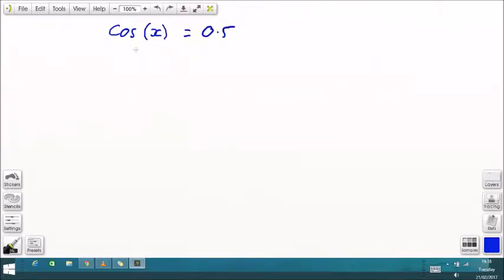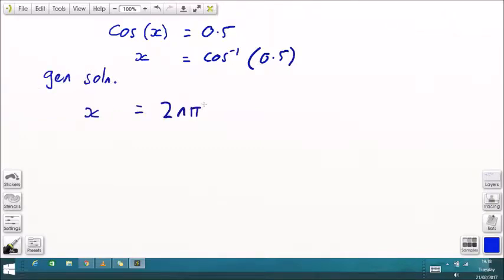Right, here's cosine. Slightly different. You'll notice it's a different formula. Here's your particular solution as last time, and this time the general solution is going to be equal to 2n pi plus and minus, so you have to do both for each one, for each value of n, plus and minus the particular solution.